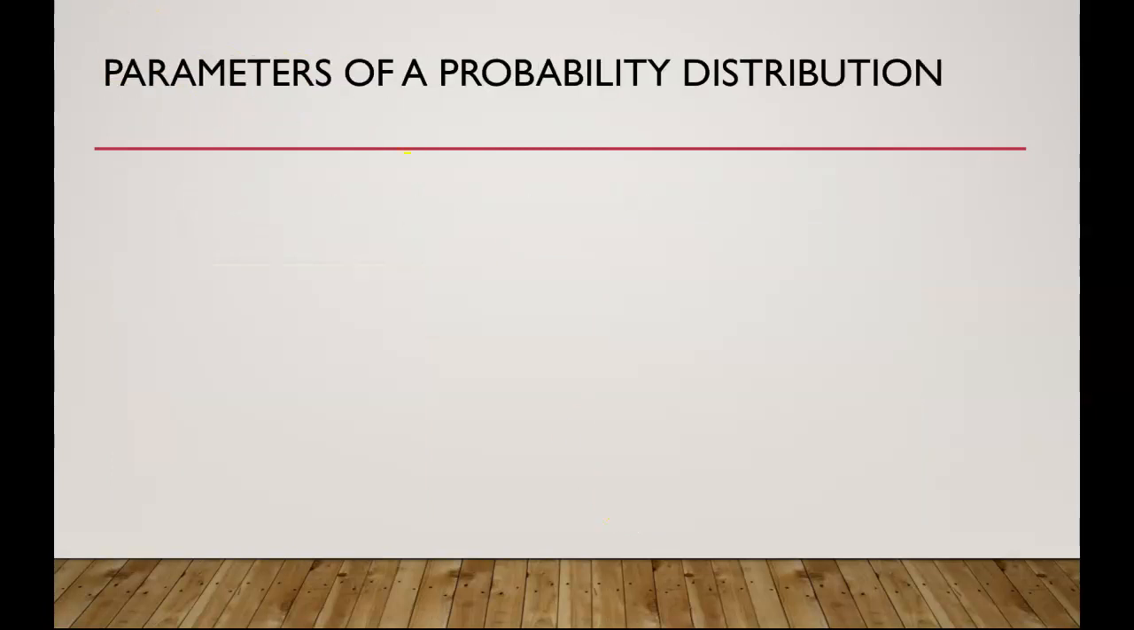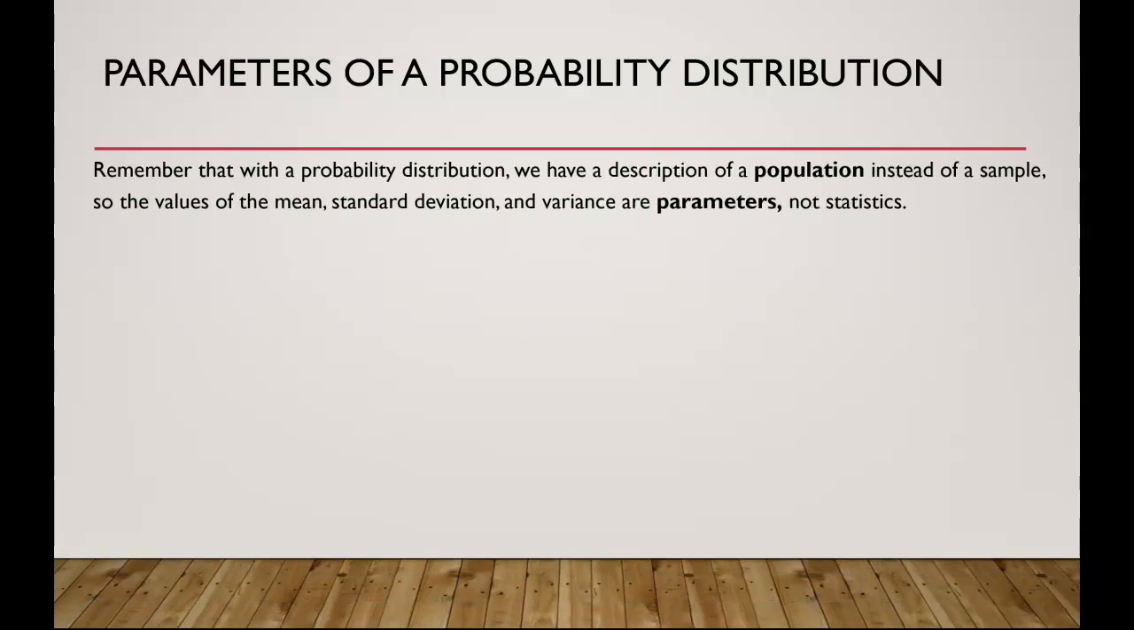Now let's look at some formulas that will help us to find the parameters of a probability distribution. Why do I say the parameters and not statistics? Because with the probability distribution, we have a description of a population instead of a sample. So the values of the mean, standard deviation, and variance are parameters and not statistics.